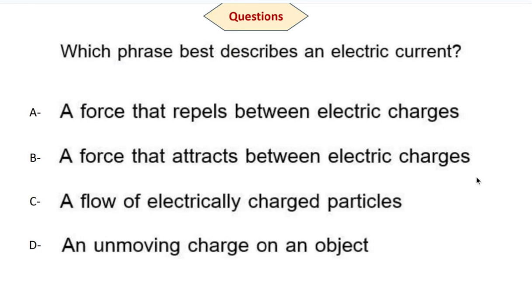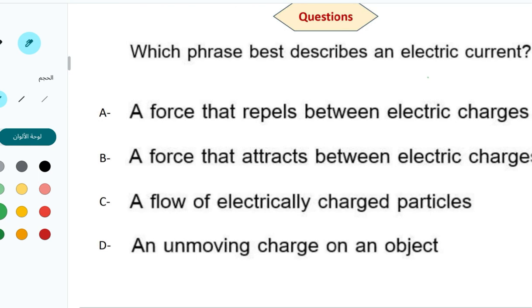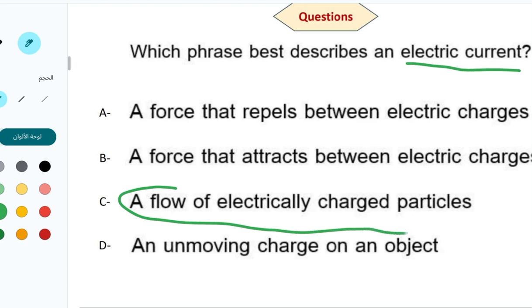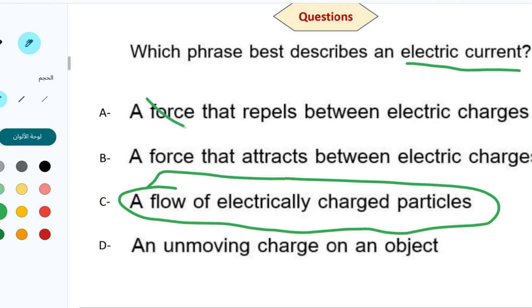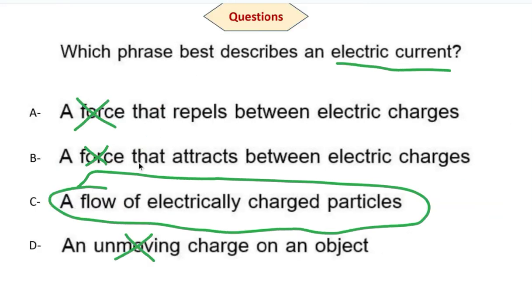So this is a simple, straight definition question. What is an electric current? Remember, the word current, just like the current of a river, will be a flow of electrically charged particles. It is not a force. And it definitely moves. Electricity is a type of kinetic energy.